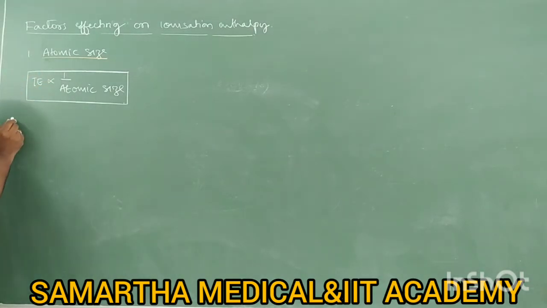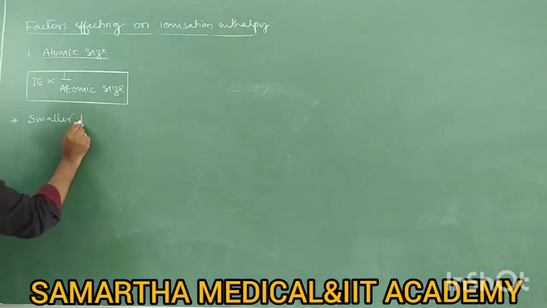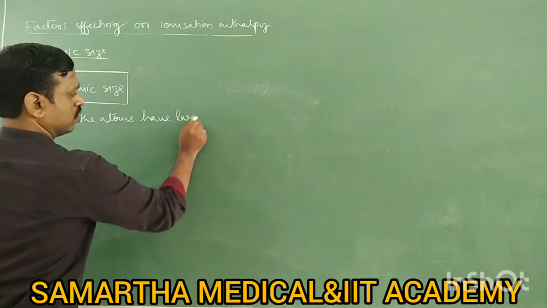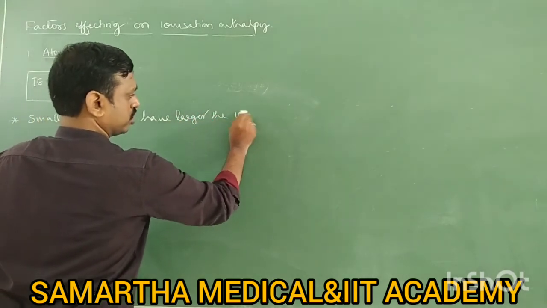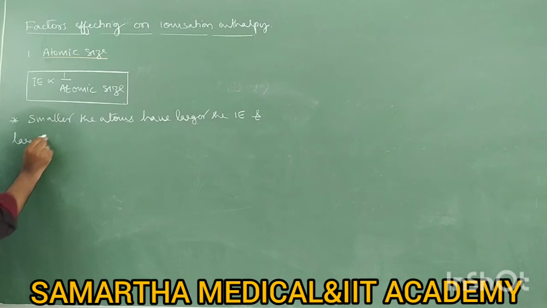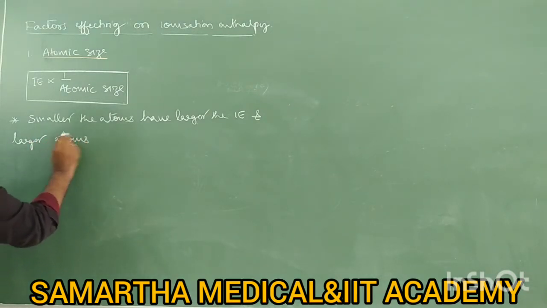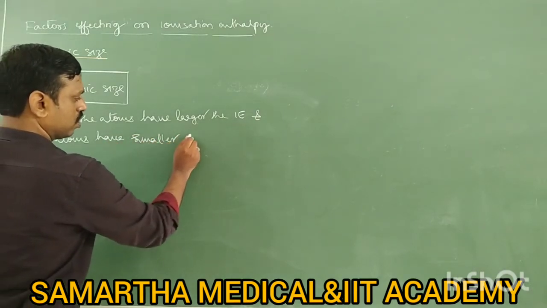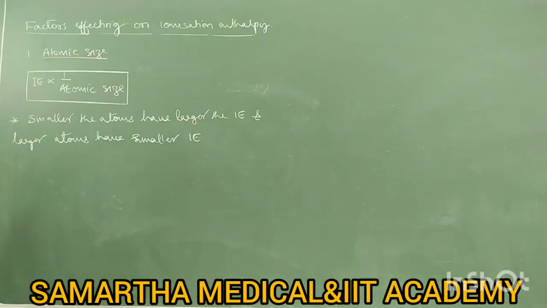So therefore you can write one point, take it down: smaller atoms have larger ionization enthalpy, and larger atoms have smaller ionization enthalpy. It means ionization enthalpy is inversely proportional to atomic size.